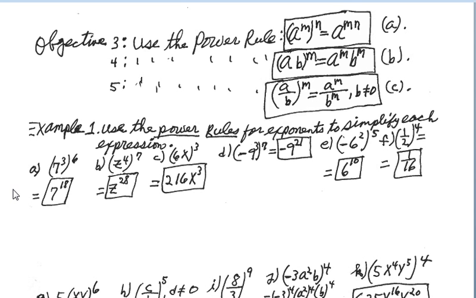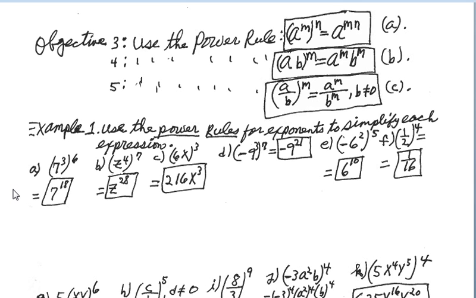A. 7 to the third power raised to the sixth power equals 7 to the 3 times 6, or 7 to the 18th power. B. Z to the fourth power raised to the seventh power equals Z to the 4 times 7, which is Z to the 28th power. C. (6x) to the third power equals 6 to the third power times x to the third power, which is 216 times x to the third power.